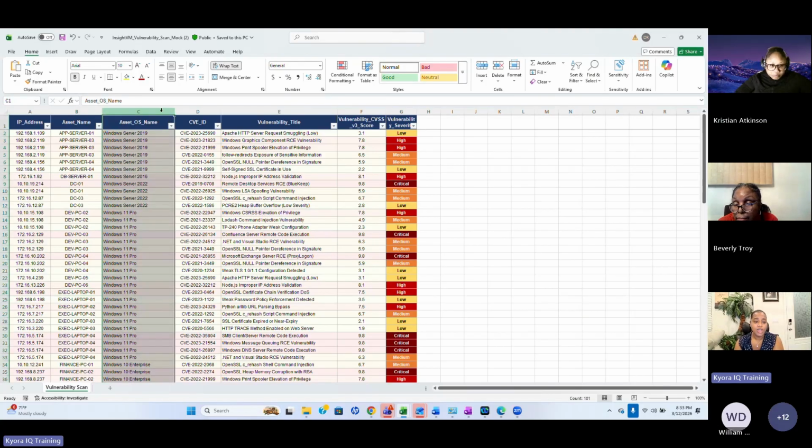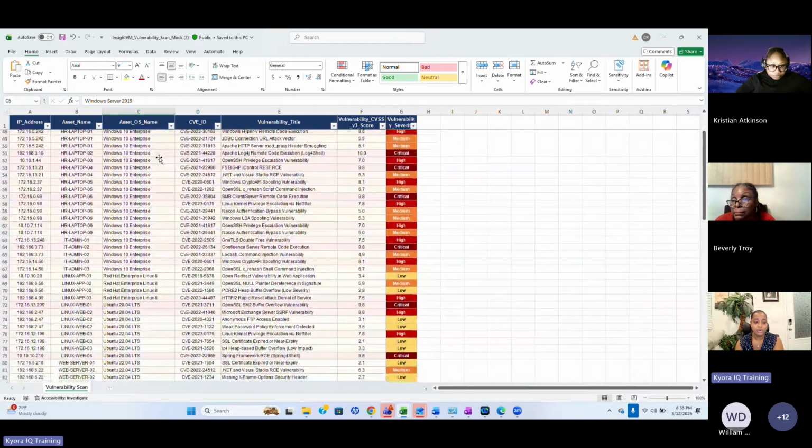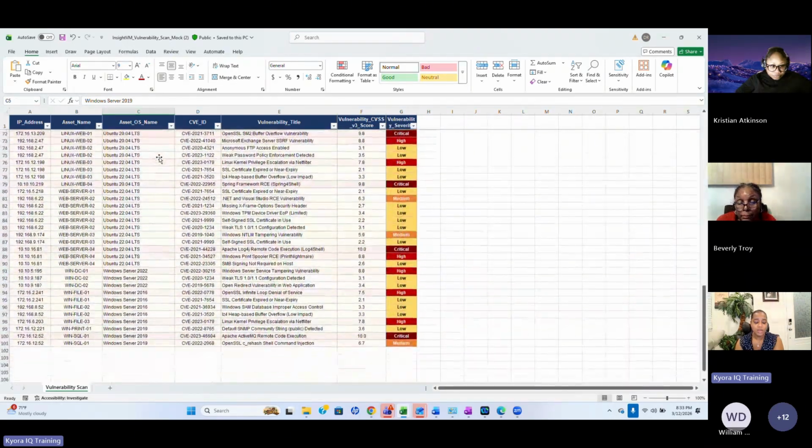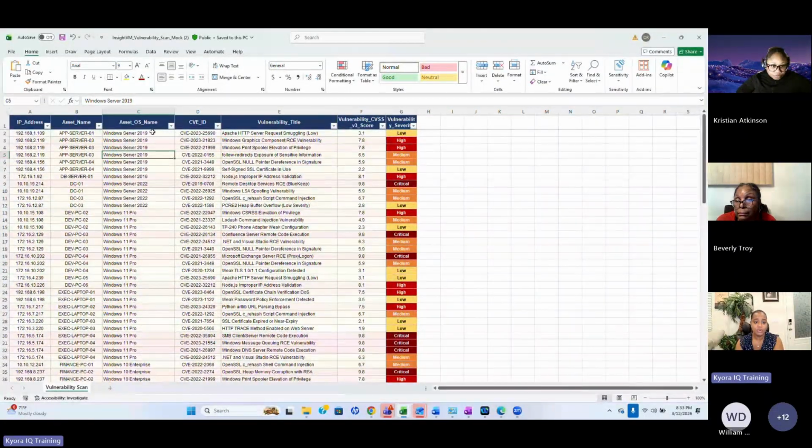In column C, you have your asset OS name. Depending on what operating system that server or laptop is running on, you'll have Windows, Red Hat, or Ubuntu, which is typically what you'll see for the most part.